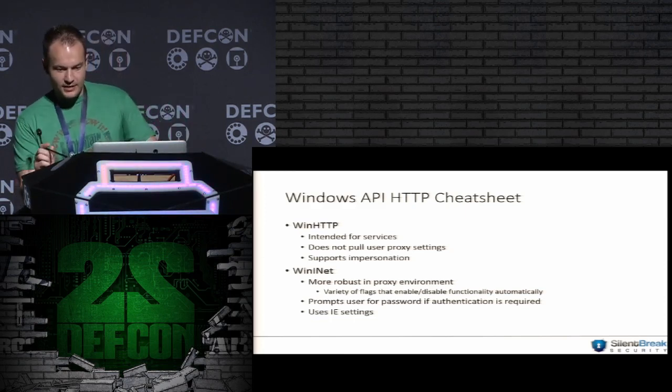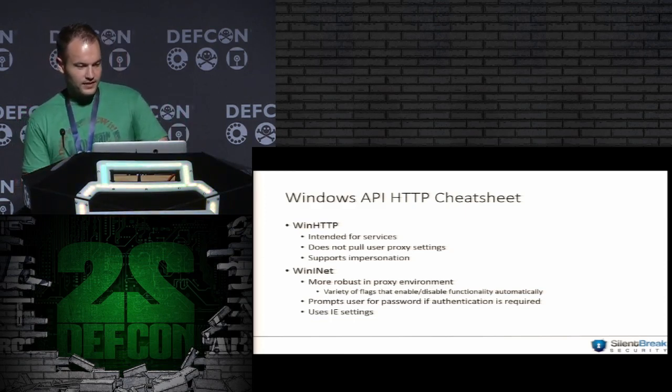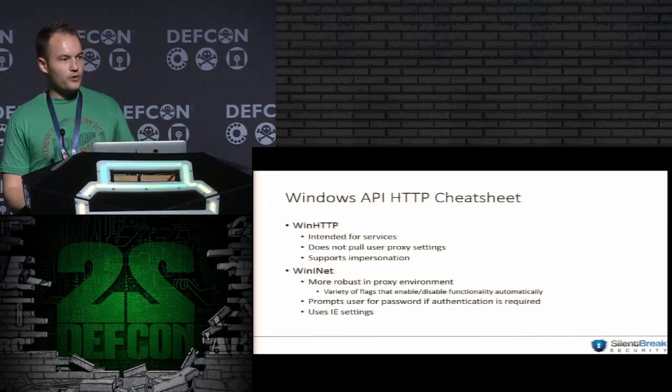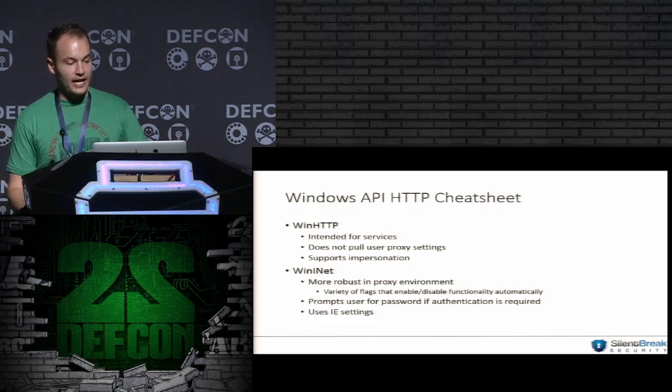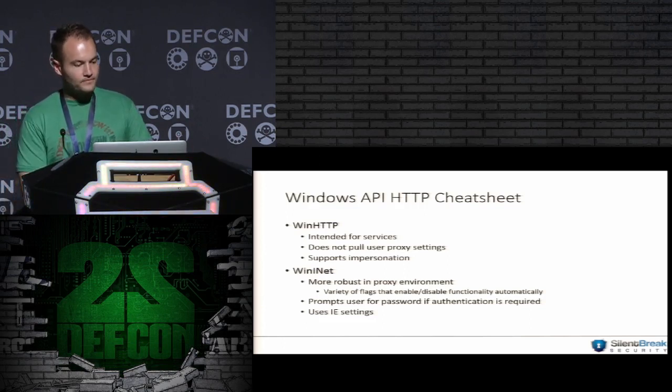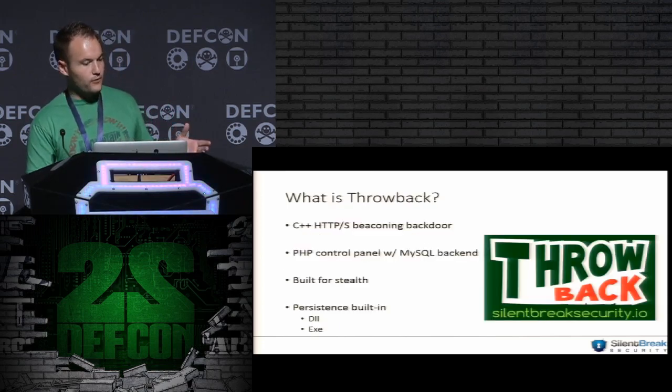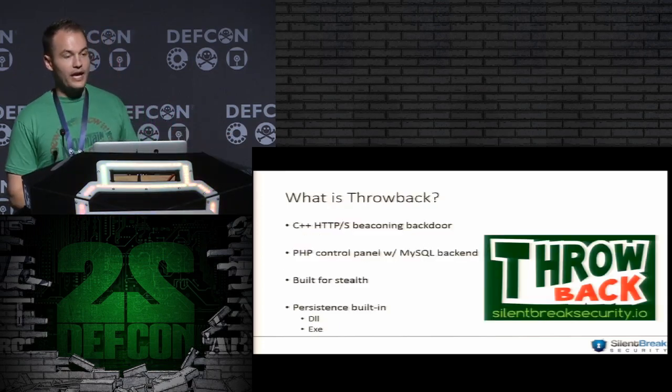Okay, so we'll finish talking about the two different HTTP APIs within Windows. As I was saying, the WinINet one is super easy to use. Doing something as complex as NTLM authentication is as simple as adding the correct flag within the API call. It's important to understand the distinction because for Throwback, we actually used WinHTTP.